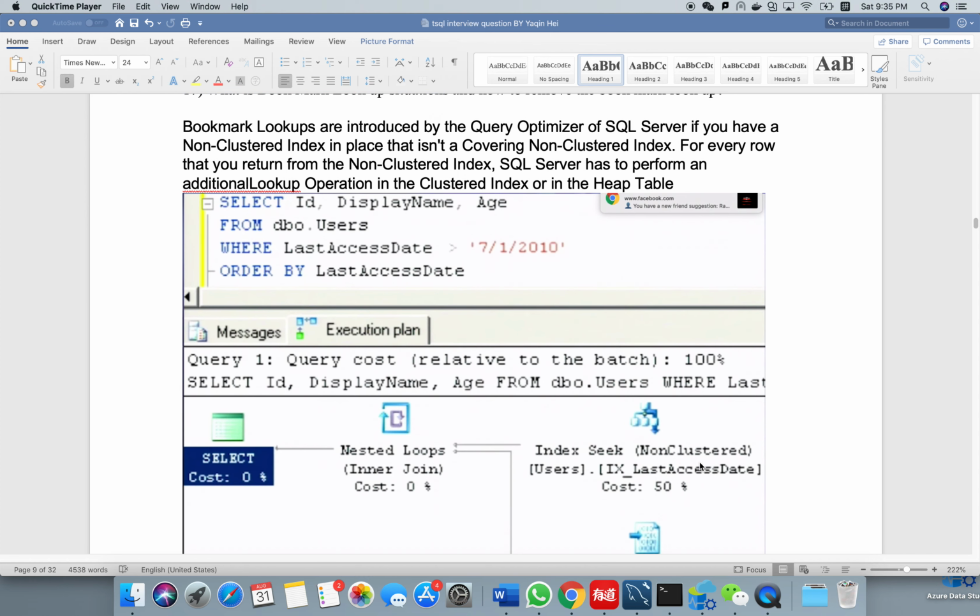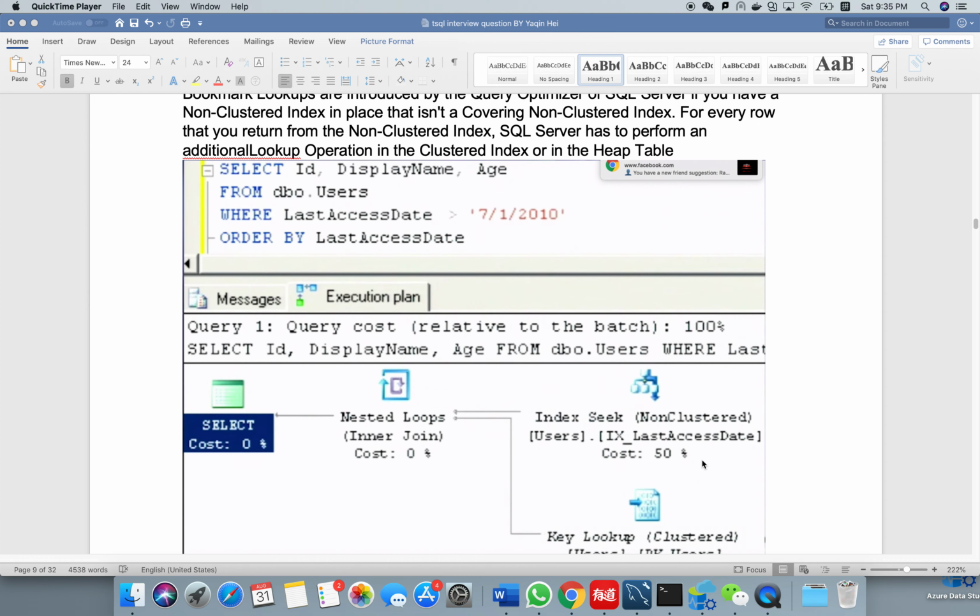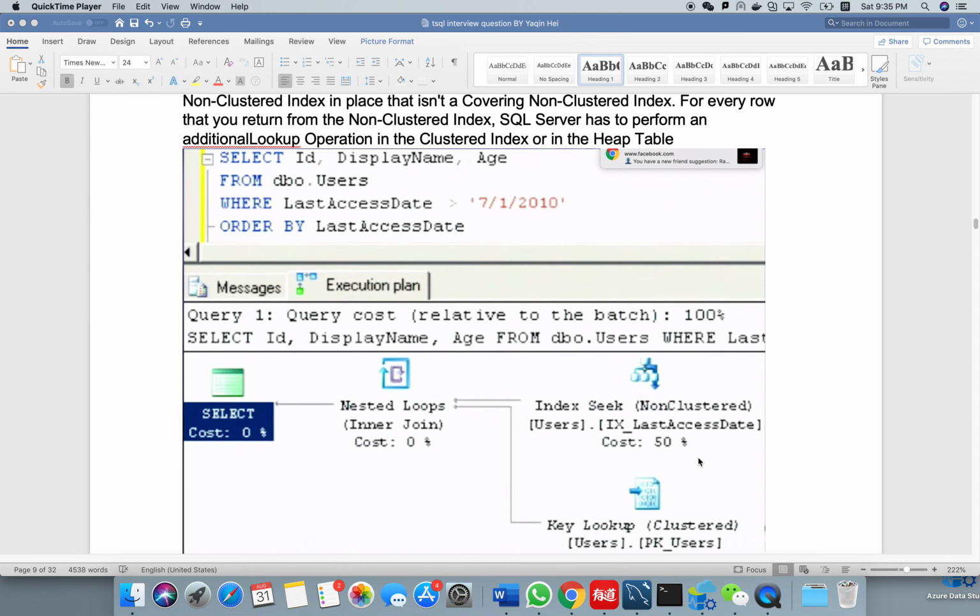So first, SQL Server uses the non-clustered index, but because some of the columns are not in the non-clustered index, SQL Server has to jump to the clustered index when the table has a clustered index, or just use the heap table because the table might not have a clustered index. So this is called bookmark lookup or key lookup.